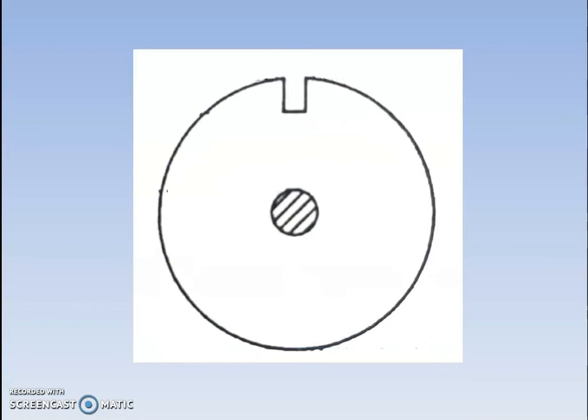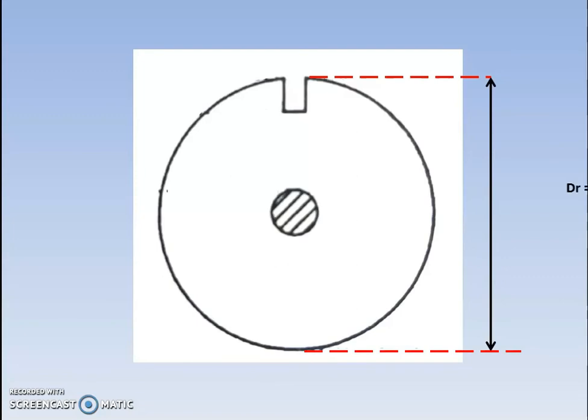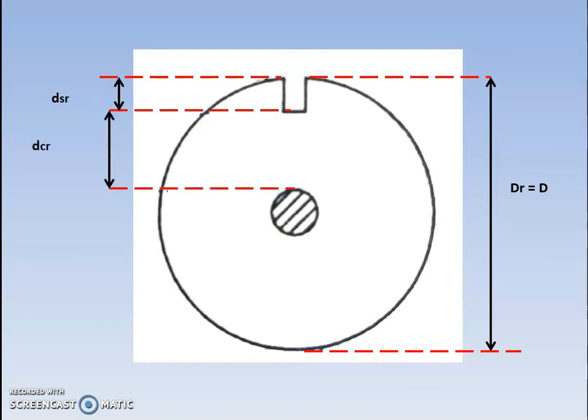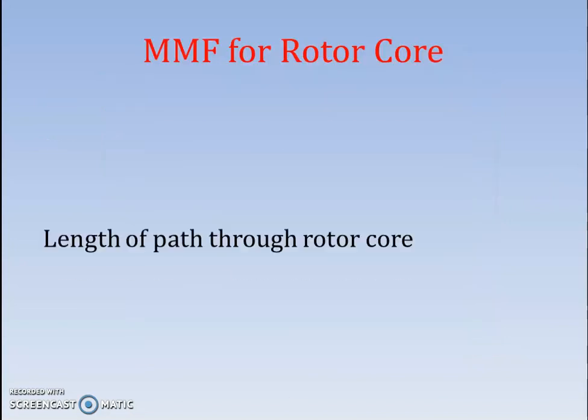Let us see the rotor dimension. We have rotor diameter, which we approximately consider as the bore diameter because the air gap length is comparatively negligibly small. Then we have the rotor slot depth, and we have the depth of the rotor core. So from this diagram it will be easy to calculate the magnetomotive force for the rotor core.